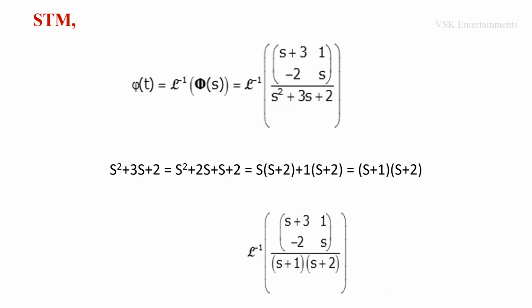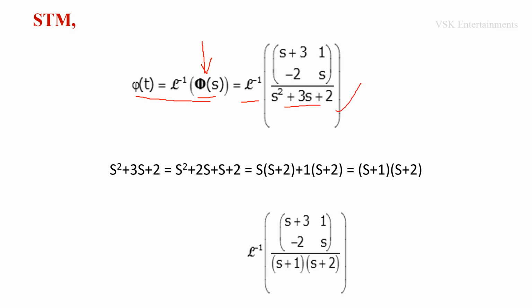Now consider the state transition matrix. I think we know the formula for the state transition matrix, that is pi of t is equal to the inverse Laplace transform of pi of s. We already got the expression for pi of s, that is the resultant matrix. Just substitute the pi of s expression here. So we are getting the inverse Laplace transform of the resultant matrix expression.